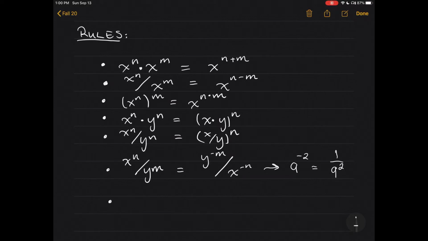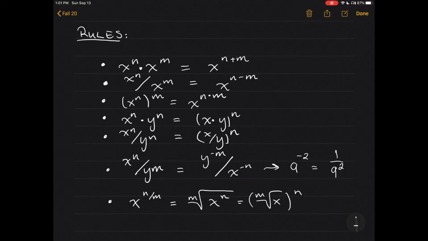Lastly, this is more of a radical rule, but if we have a fractional exponent, so x to the n divided by m, we're going to write that as the mth root of x to the nth power, which is the same thing as writing the mth root of x, all to the nth power.